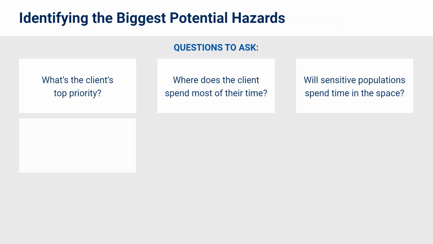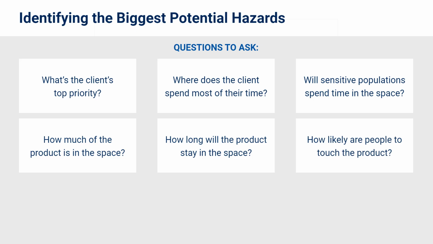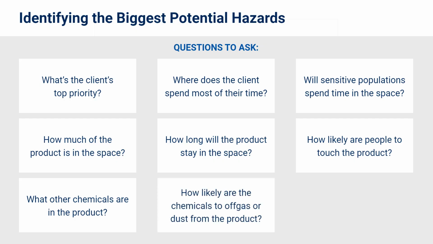How much of the product is in the space? What's the square area of the product? How long will the product stay in the space? 1 year? 10 years? How likely are people to touch the product? What other chemicals are in the product? How likely are the total chemicals to off-gas or dust from the product? And what healthier alternatives exist for this product?